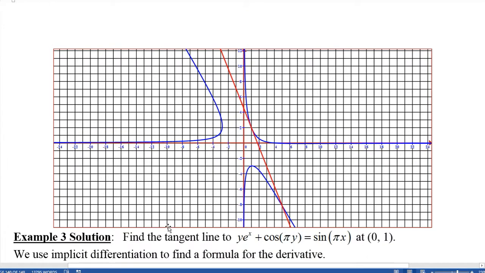Okay, so if you didn't do the last one, at least try to do the next one now on your own. Find the tangent line to the curve y times e to the x plus cosine of pi y equals sine of pi x, at the point (0, 1). So what you want to do is find the formula for dy over dx, make sure that (0, 1) is really on this graph, find the slope at (0, 1), then use that to find the equation of the tangent line at (0, 1), and then graph both that tangent line and the original one using a graphing utility.